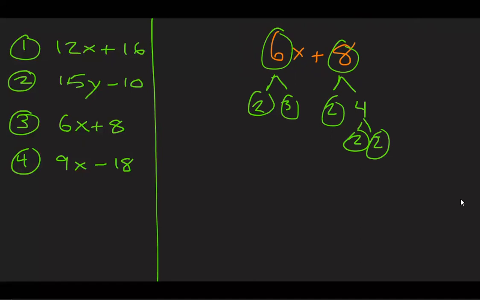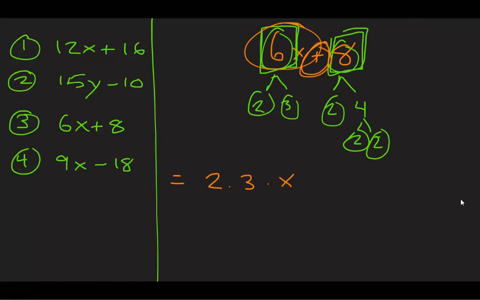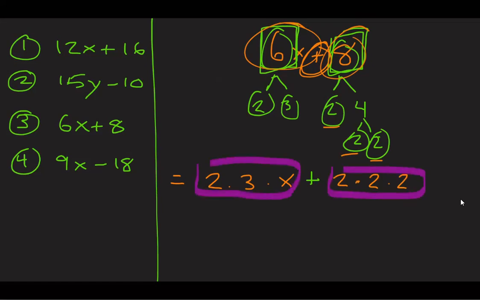Make sure to circle the ones at the end. It may be helpful to put a box around these original ones so you don't confuse them with the prime numbers at the end of our branches. Now we're going to rewrite them. So 6x we're going to rewrite as 2 times 3 times x. Drop down our sign, which in this case is plus. And now the 8 we're going to rewrite as 2 times 2 times 2. So we have our 2 terms here.